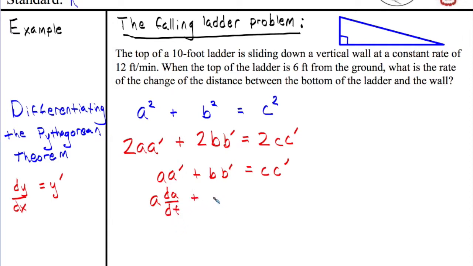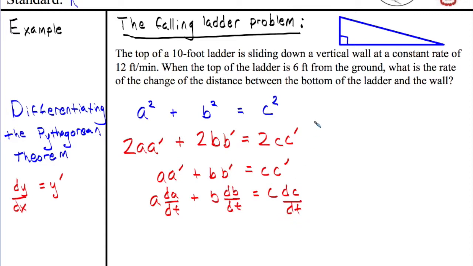which means all these are also going to be b times dB over what, Joy? dB over dt. Yeah, dt. And this is going to be c dc dt. All of those are with respect to time.